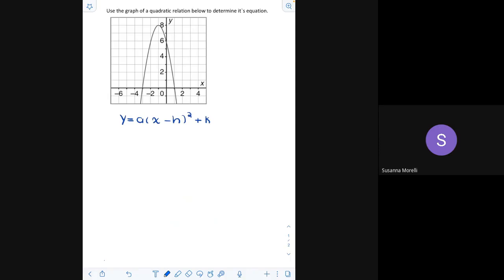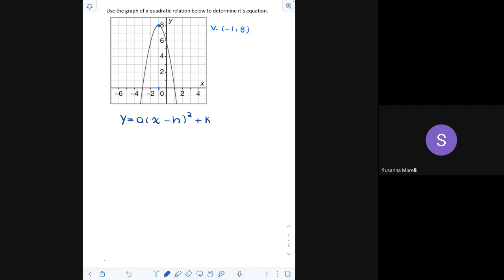So in this case, we want to look for the vertex. The vertex is either the highest point or the lowest point on that parabola. Here the vertex is -1, 8. Okay, so you need the vertex here.